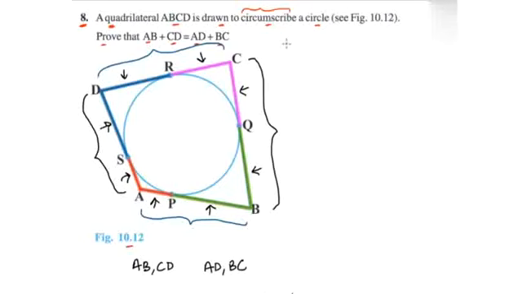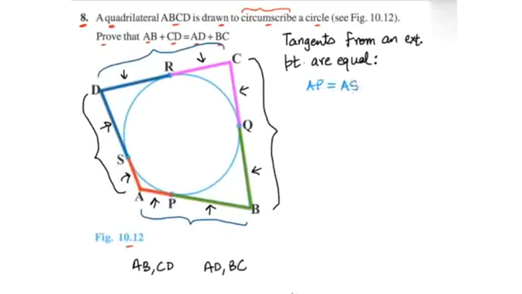Okay, now let's write out the proof properly. As I said, we are making use of the fact that the tangents drawn to a circle from any external point are equal. So this means that AP is equal to AS. These are the two red segments that are highlighted in the figure.